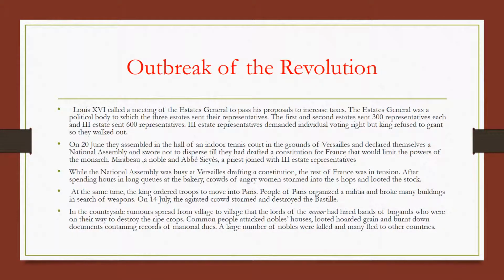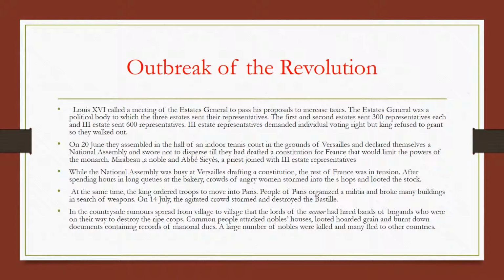Louis XVI called a meeting of the Estates General to pass his proposals to increase taxes. The Estates General was a political body to which the 3 estates sent their representatives. The first and second estates sent 300 representatives each and the 3rd estate sent 600 representatives. 3rd estate representatives demanded individual voting rights, but the King refused to grant it, so they walked out.